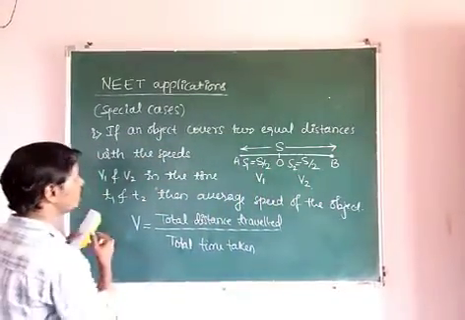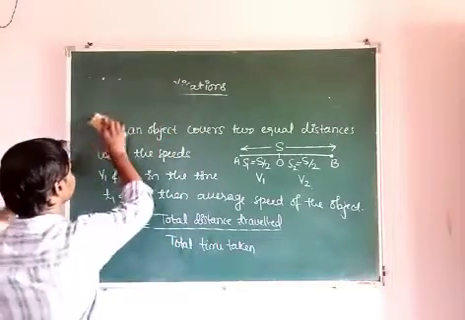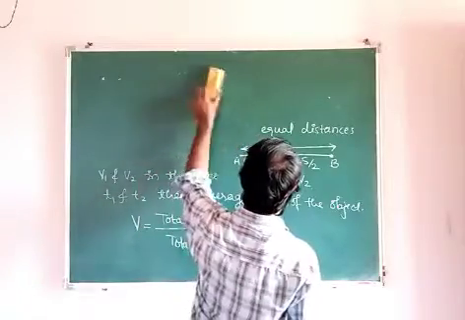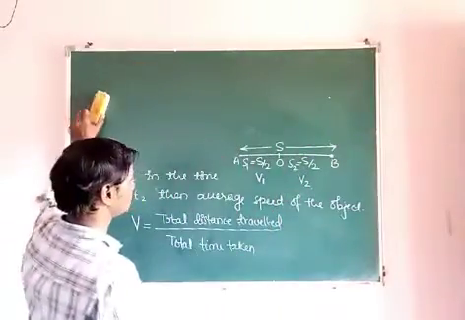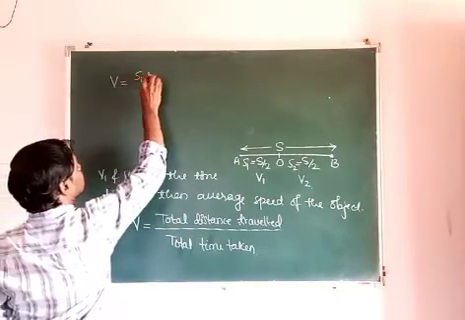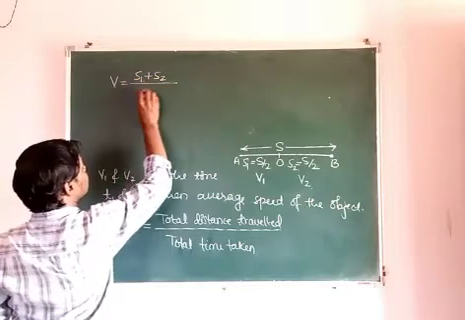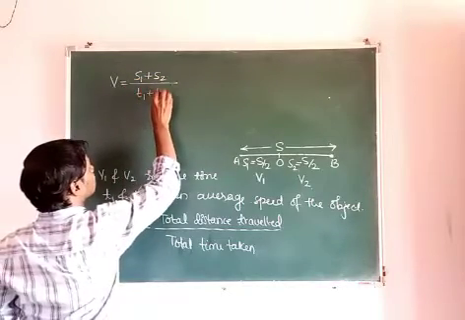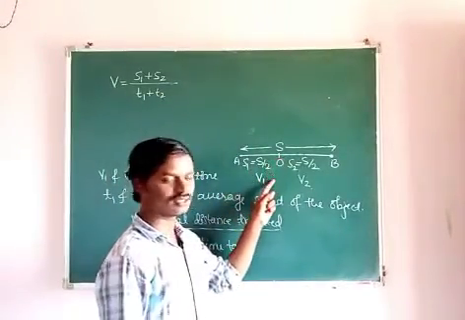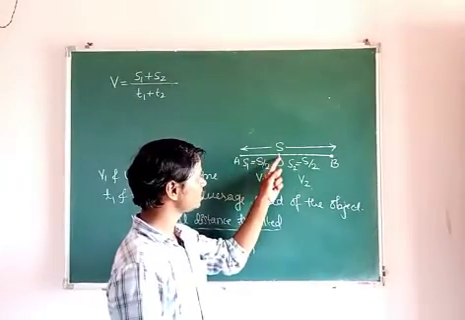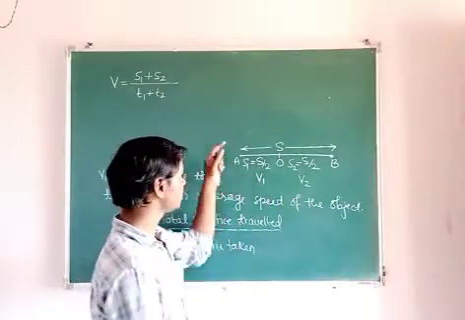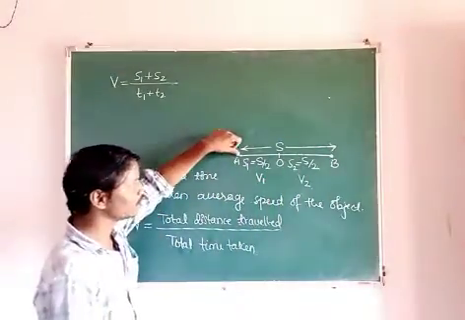So I will take V is equal to S1 plus S2, divided by the time taken, T1 plus T2. The time taken by the object to cover the distance from A to O is T1, and the time taken to cover the distance from O to B is T2. Then T1 plus T2 gives the total time taken by the object to cover the distance from A to B.